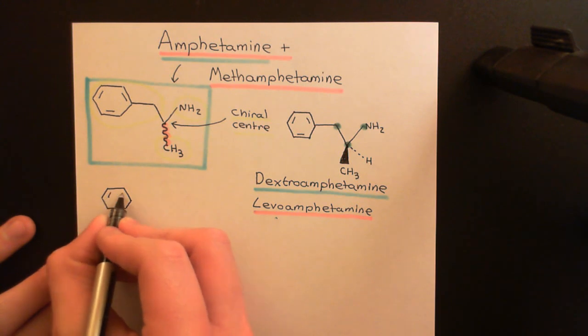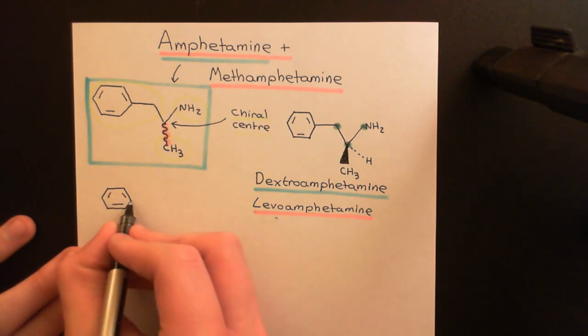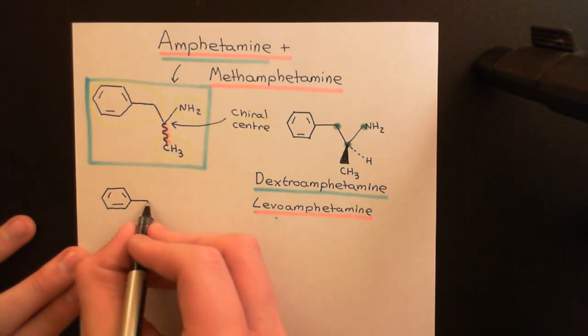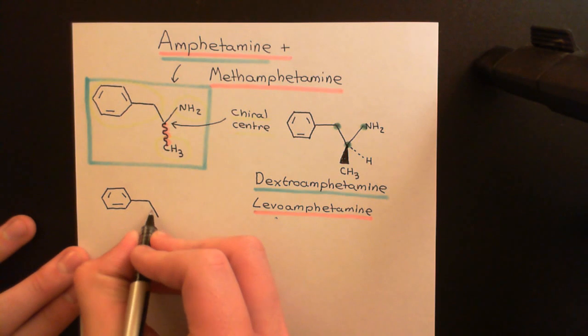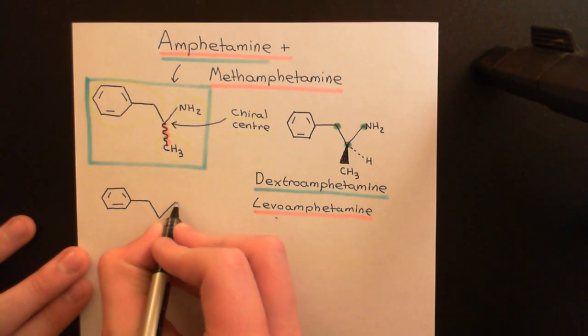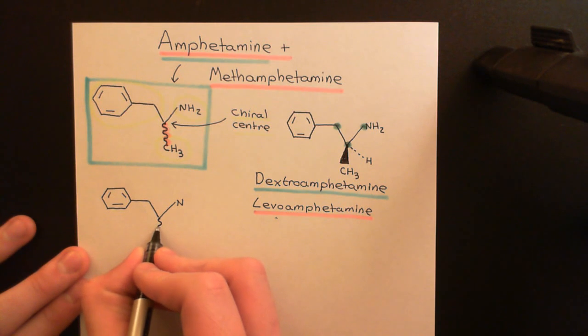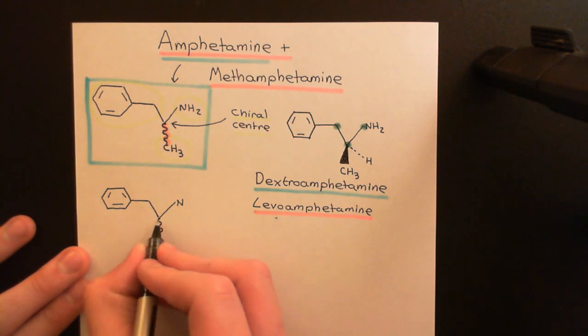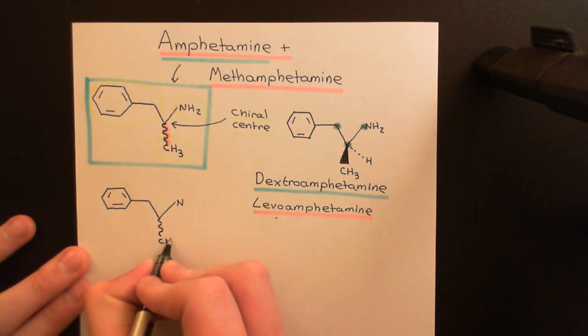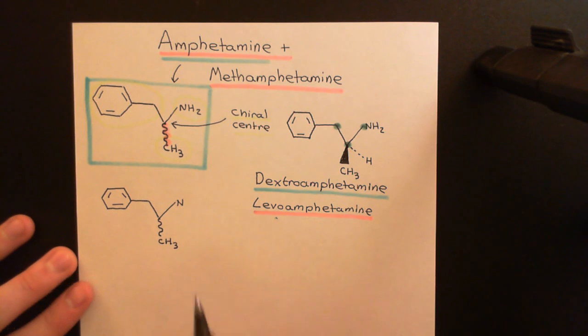So we'll start off again with a benzene ring here, and then off the benzene ring we'll have a methylene group, and then off the methylene group a carbon, which will be our chiral center here, and then we'll have an amino group here. And again, this carbon will be a chiral center. It's going to have 4 different groups coming off it. And when someone talks about methamphetamine, it's going to contain a mixture of the 2 different optical isomers.